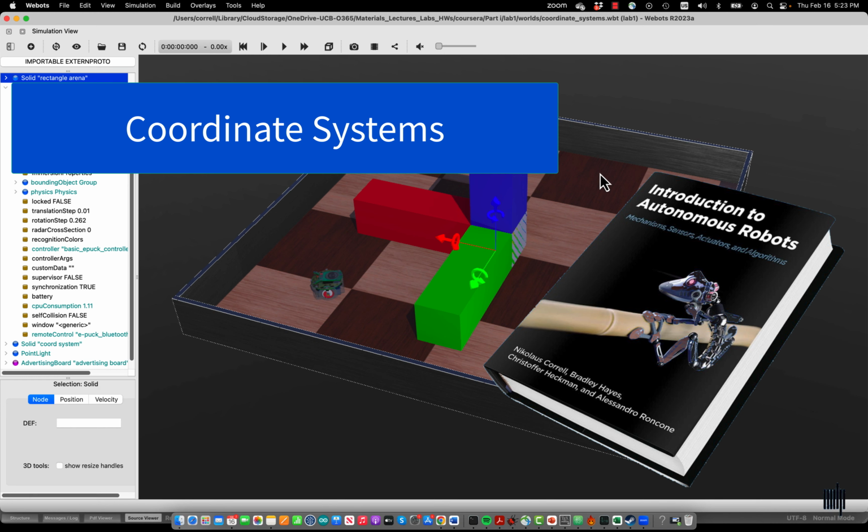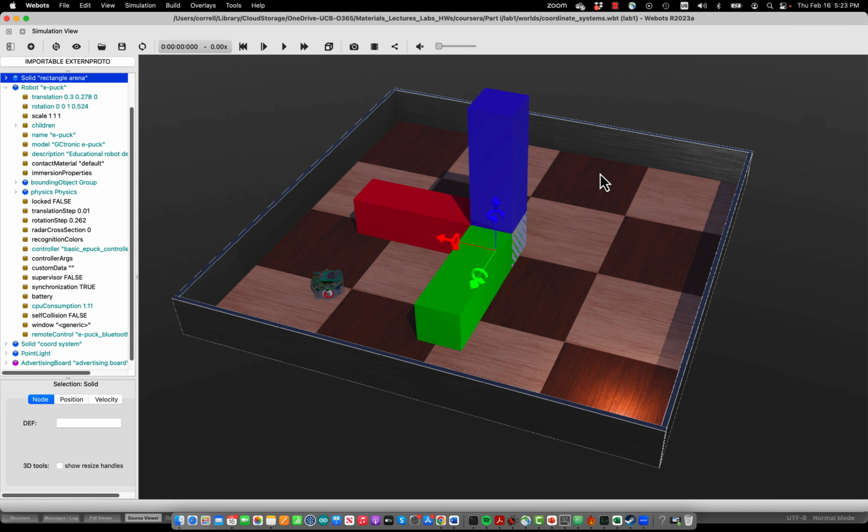Coordinate systems are a key concept in robotics. They help us to describe not only where the robot is, but where all the parts on the robot are with respect to each other. In order to represent the pose of an object in an environment, we need 6 coordinates, which are the position along the x, the y, and the z axis, as well as the rotations around those.